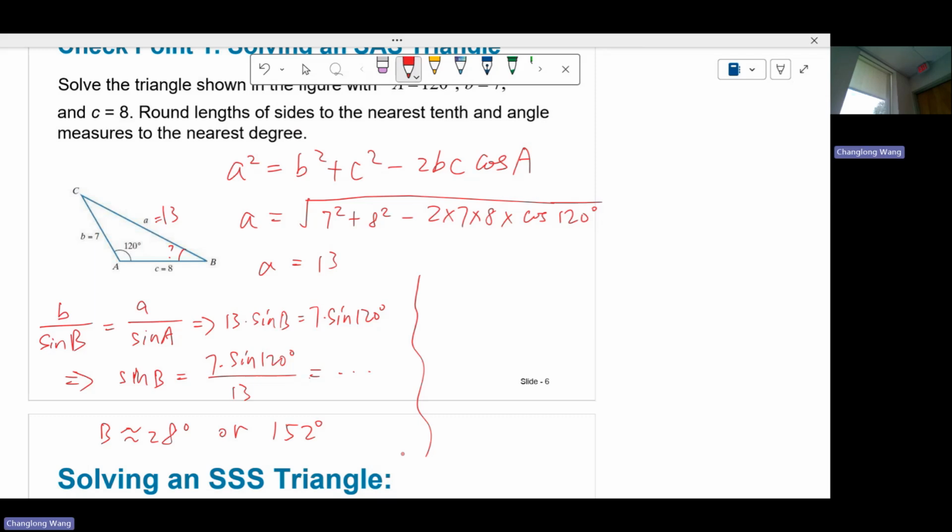What's wrong with 152? It's too big. But I still like to see that you put down both angles, and later you eliminate 152 by telling me that it doesn't work for this triangle. It's only one unique triangle, and angle B has to be a small one, which is 28. Okay. But how do you guys? Oh yeah, Alex.